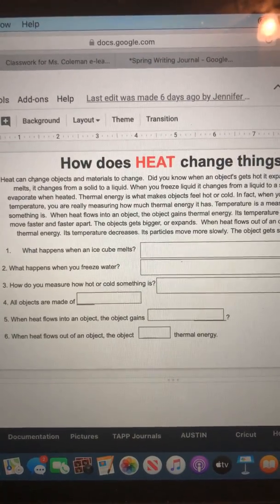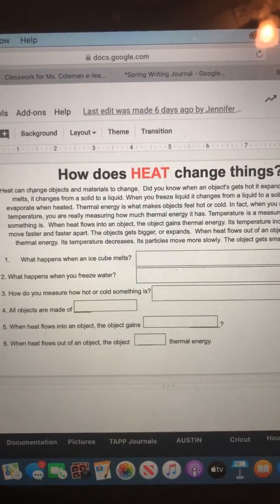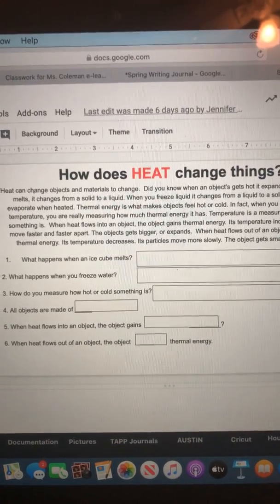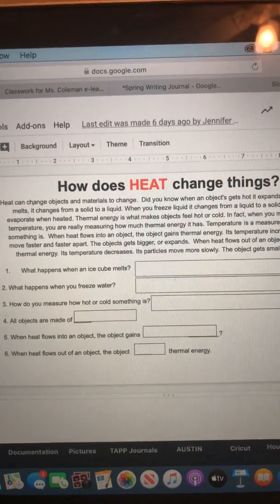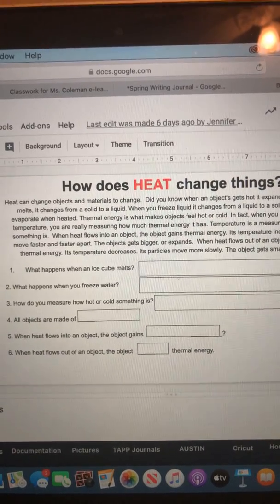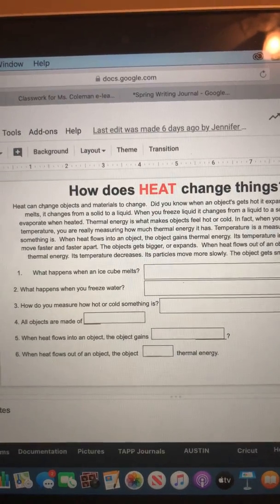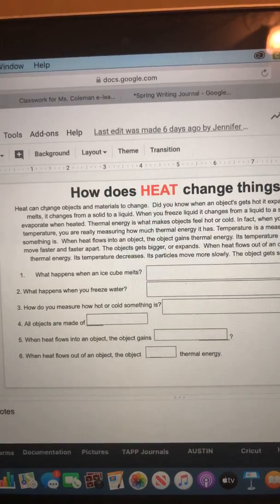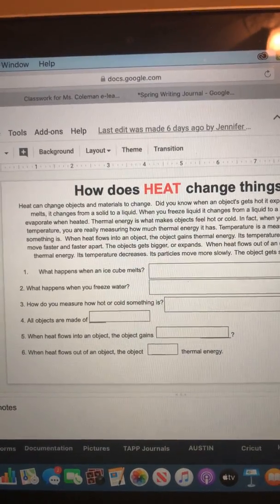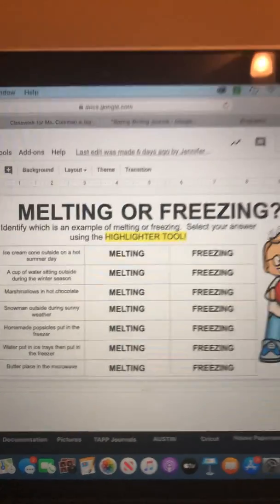Number 5. When heat flows into an object, the object gains. And then number 6, when heat flows out of an object, the object blank thermal energy. All right, so that was slide number 6, and now we're going to move on to slide number 7.